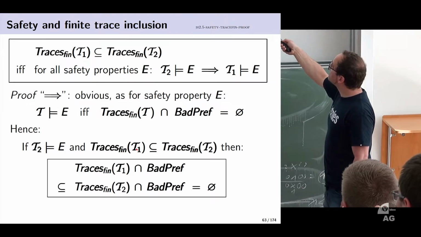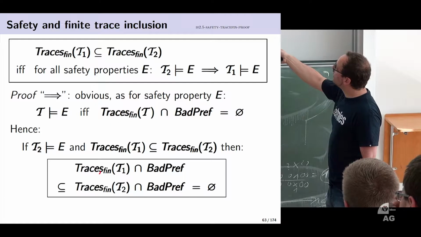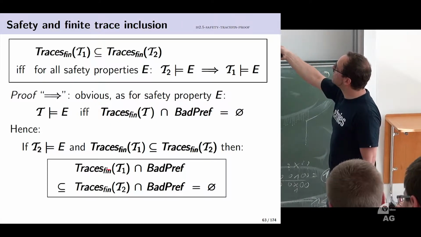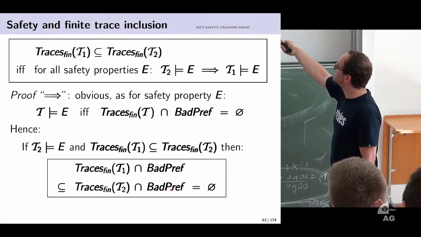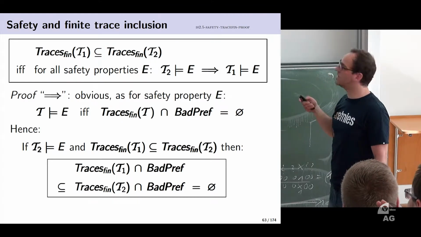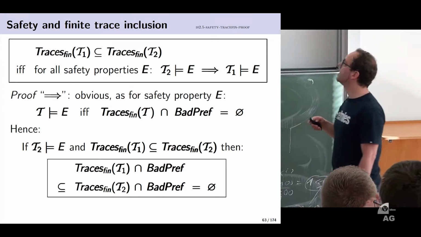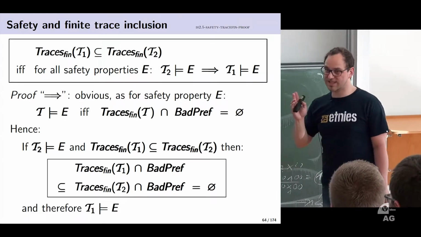But since the finite traces of T1 are included in the finite traces of T2, we know that the finite traces of T1 intersected with the bad prefixes is a subset of this one. And if this one, the finite traces of T2 that are bad prefixes, is already the empty set, then clearly the same holds for T1. And we have that T1 satisfies the linear time property, the safety property E.